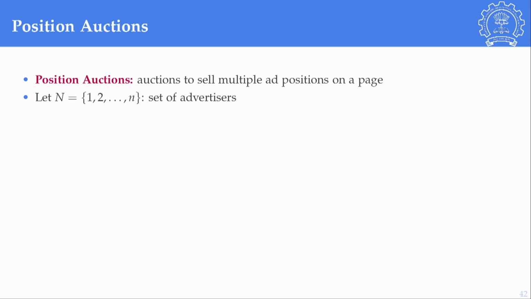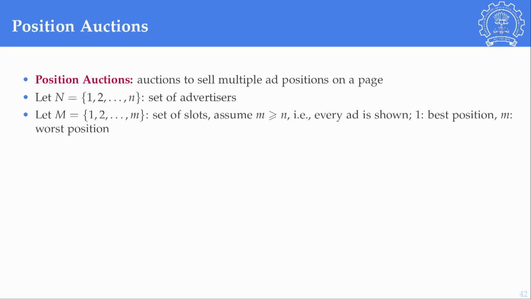To make it consistent with our development of the notation, let us say we have n players. Now the advertisers are the players, and suppose there are m slots. We are always going to assume, just for our convenience, that there is at least a sufficient number of slots for the advertisers. All that matters is the ranking, how we order them. So, 1 is the best position and m is the worst position.